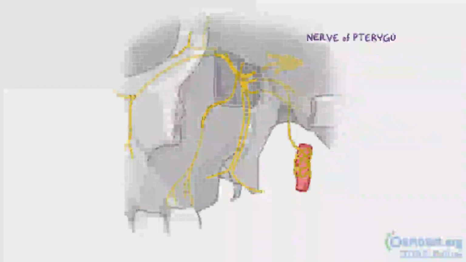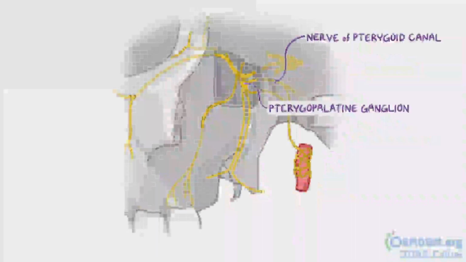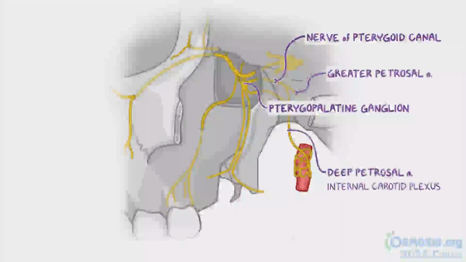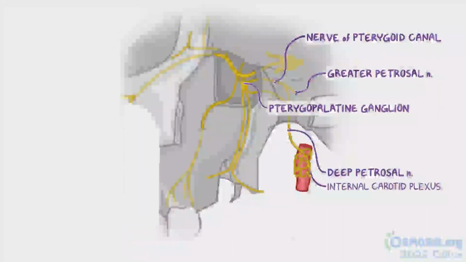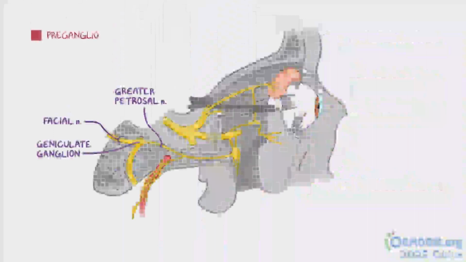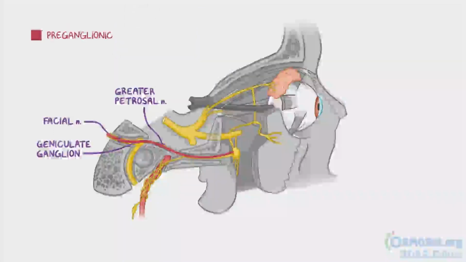Okay, finally, let's talk about the nerve of the pterygoid canal and the pterygopalatine ganglion. The nerve of the pterygoid canal forms in the middle cranial fossa by the joining of the greater petrosal nerve, a branch from the facial nerve, and the deep petrosal nerve, a branch from the internal carotid plexus. The greater petrosal nerve branches from the facial nerve at the geniculate ganglion and carries preganglionic parasympathetic fibers.